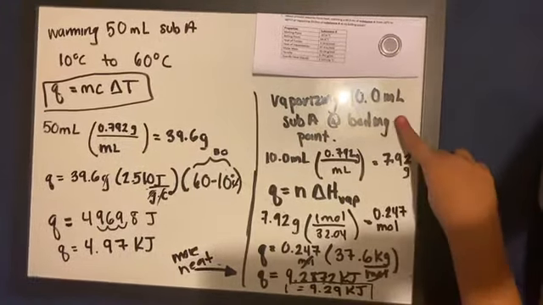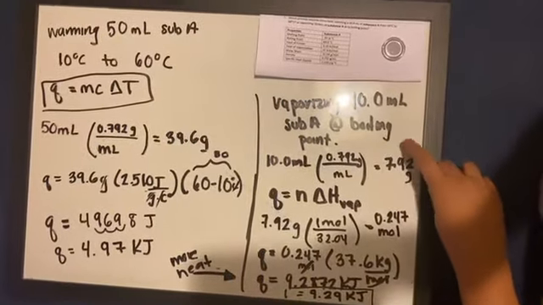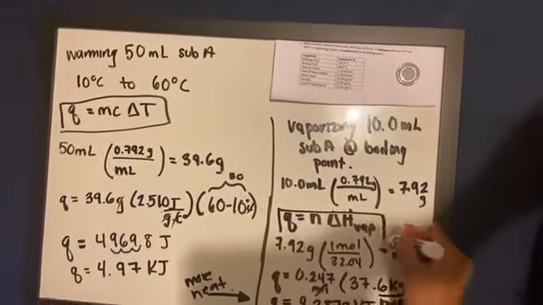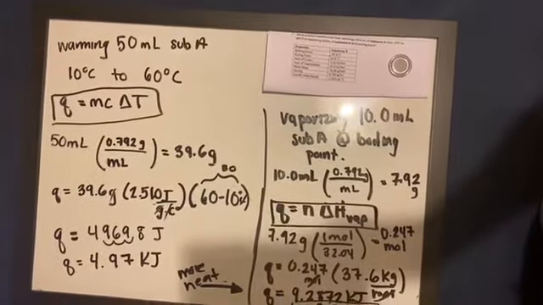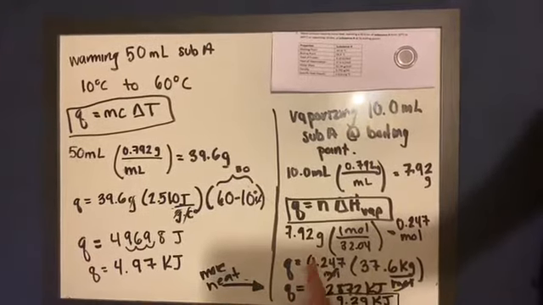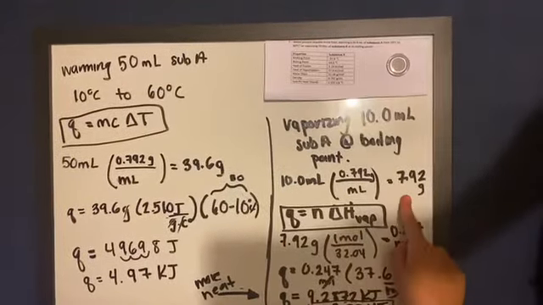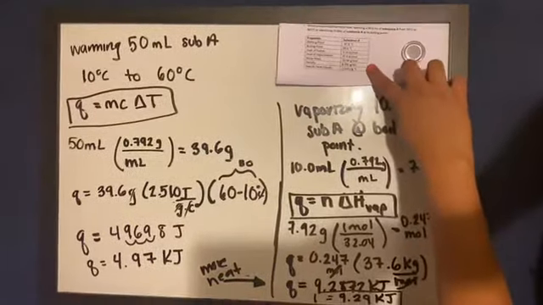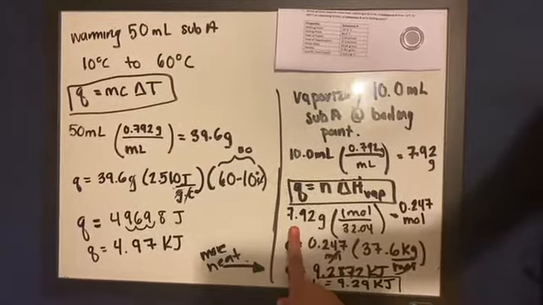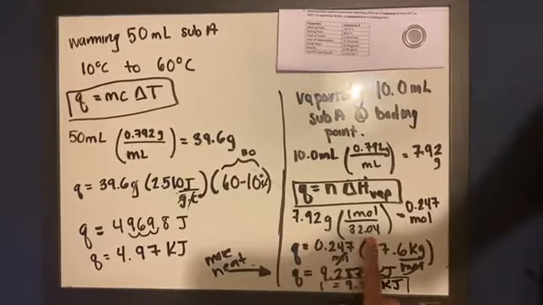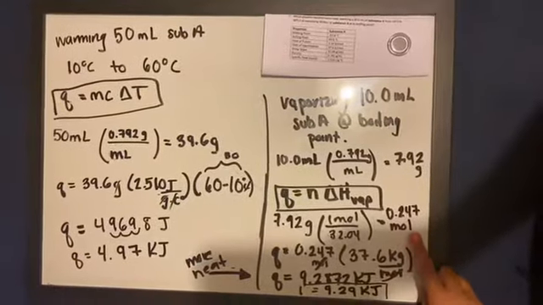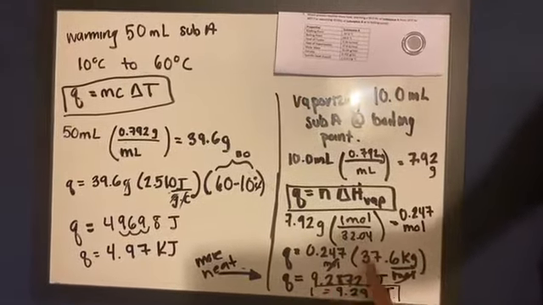When vaporizing 10.0 milliliters of substance A at its boiling point, you use a different equation, which is heat equals moles times the heat of vaporization. We have to convert 10 milliliters into grams using the same density conversion factor, and you get 7.92 grams. So 7.92 grams converted into moles using the molar mass, you get 0.247 moles.